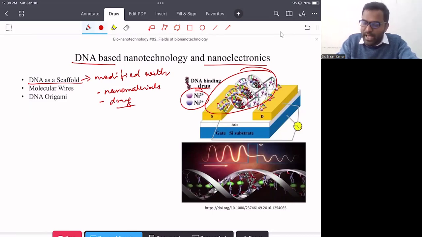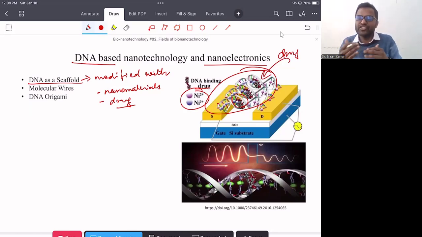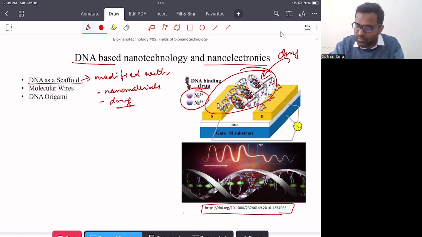Or maybe in electronics, if you have the DNA and any particular drug binds with that DNA, in that case you will get a signal change, and based on that signal change you can use it as a sensor application. So this is the reference. If you are interested, go there and read in more detail about how nanoelectronics works.